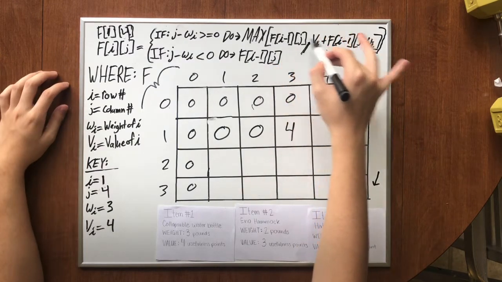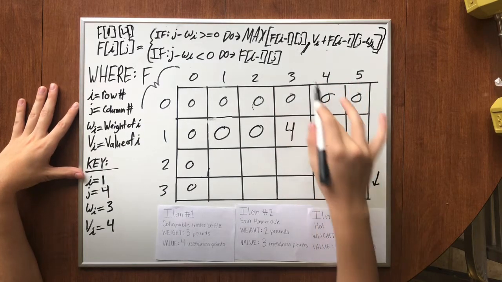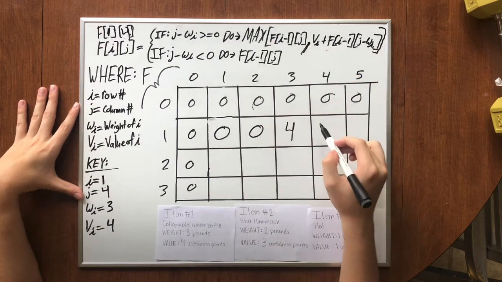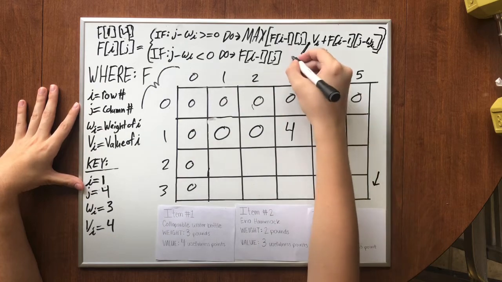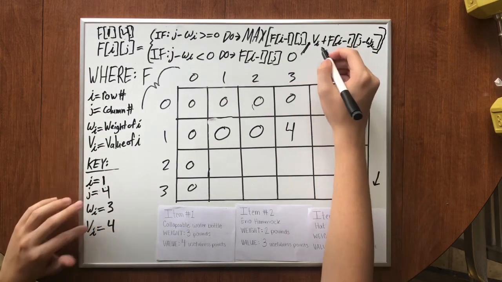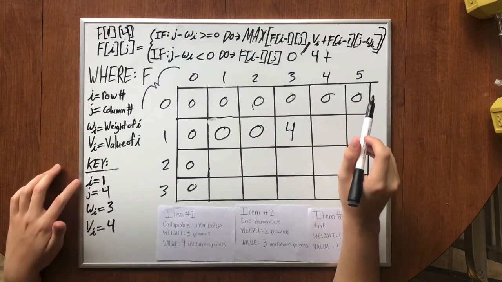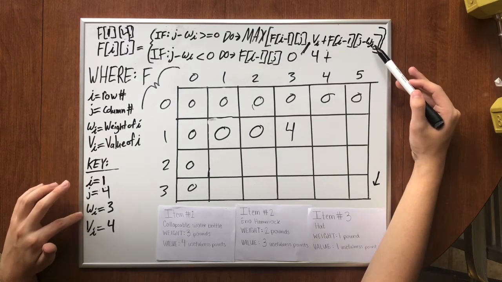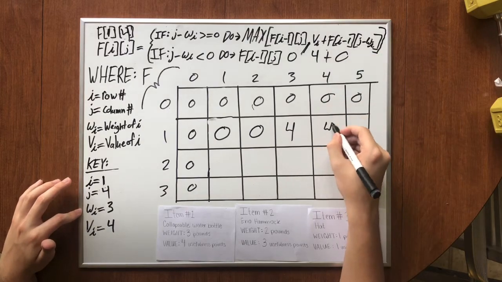Okay, we need to find the max of these two things. f of i minus 1, i is 1, so 1 minus 1 is 0, j is 4, so f of 0 of 4. f of 0 of 4 is 0, so this one's a 0. The value of i is still 4. And this one, f of i minus 1, f of 0 of 4 minus 3 is 1. f of 0 of 1 is just going to be 0. So we've got a 4 here again.